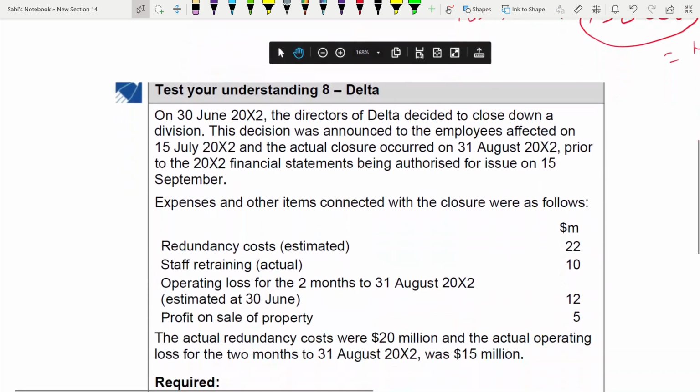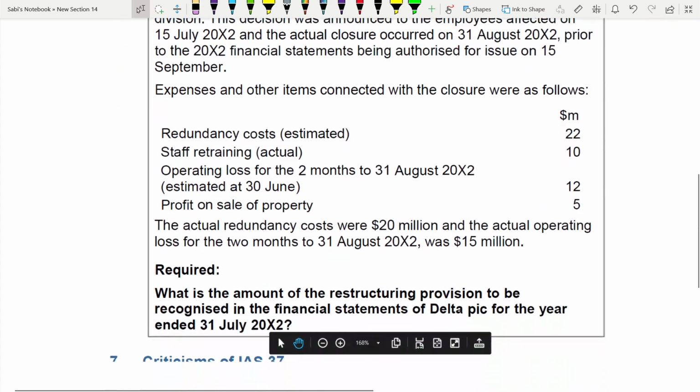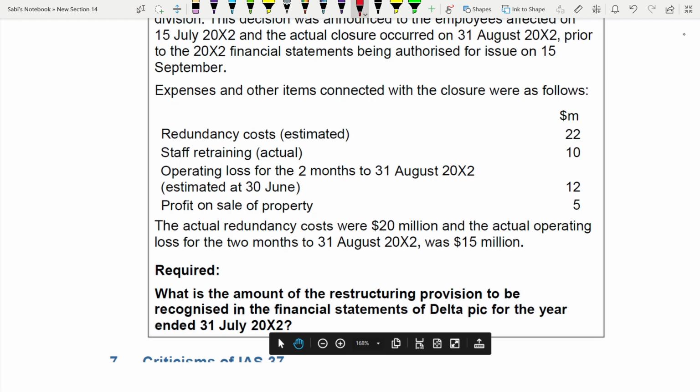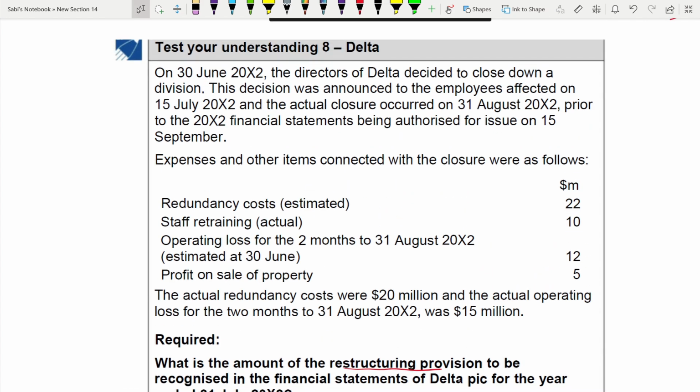Coming to test your understanding 8. You have been given some cost regarding the closure. Now you need to understand. So you need to identify out of this amount, which amount goes for restructuring provision. Okay. Before that, let us read the first para. On 30th June 2002, the director decided to close down a division. This division was announced to the employees, effective on 15th July. Okay. And actual closure occurred on 31st August 2002. Prior to 2002's financial statements authorized for issue on 15th September.